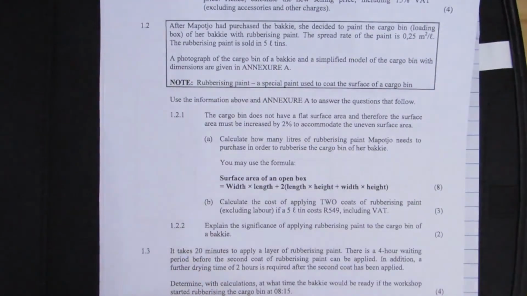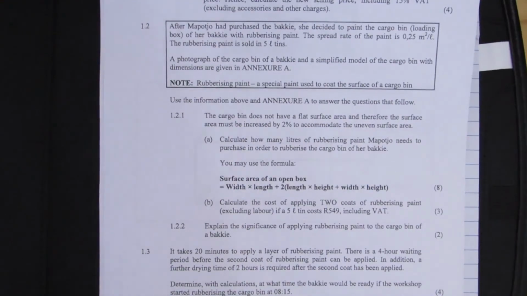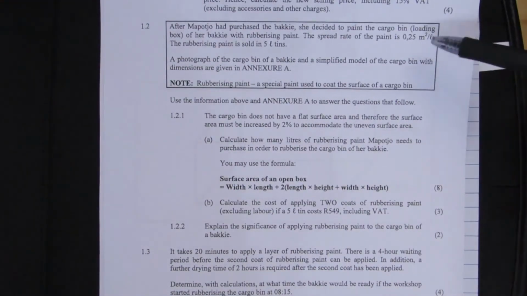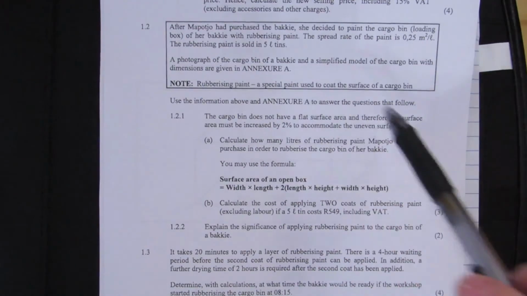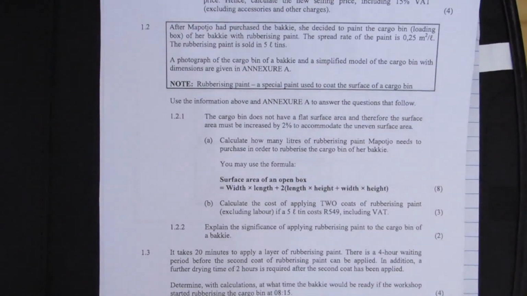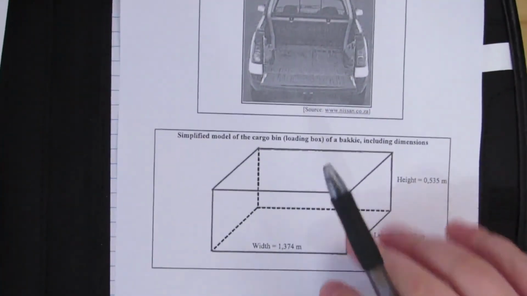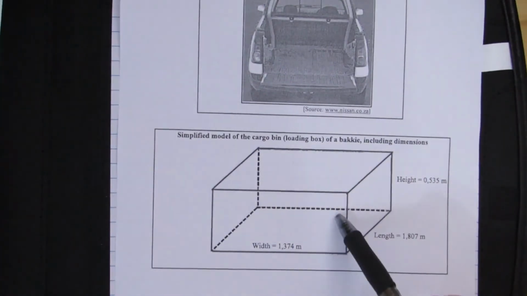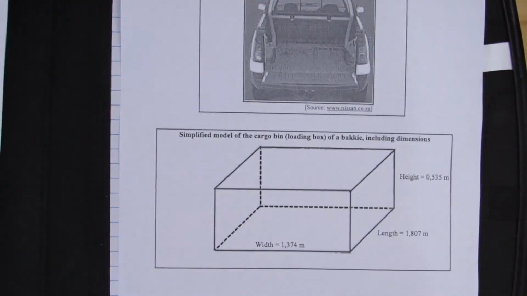After this person's bought the bakkie, she decided that she wants to paint the cargo bin, the loading box of her bakkie with rubberized paint. The spread rate of the paint is 0.25 square meters per litre, and it's sold in 5-litre tins. There's a photograph in Annexure A, as well as a simplified model of our box there. So that's what the back of the box would look like. There is our loading box, including the dimensions. We've been given all the heights, lengths and widths in meters.